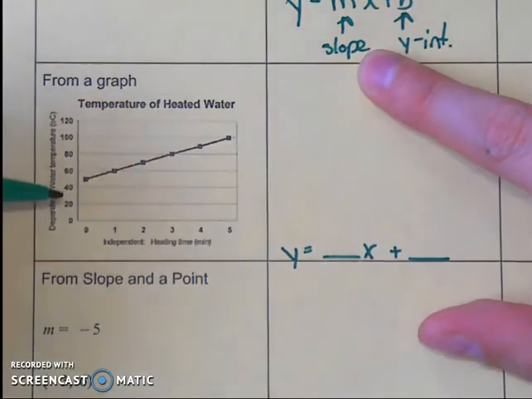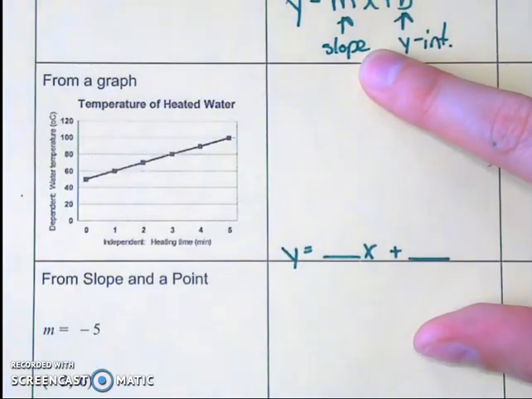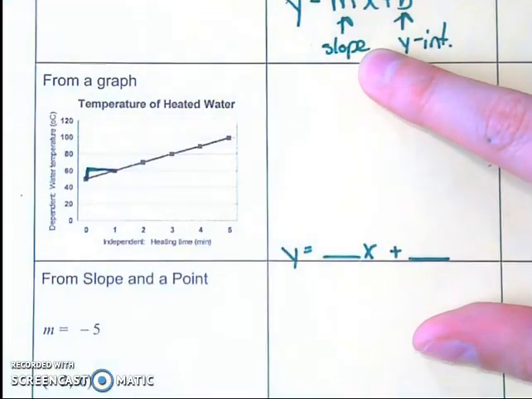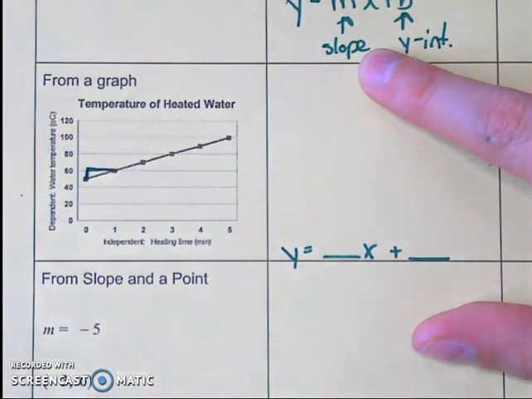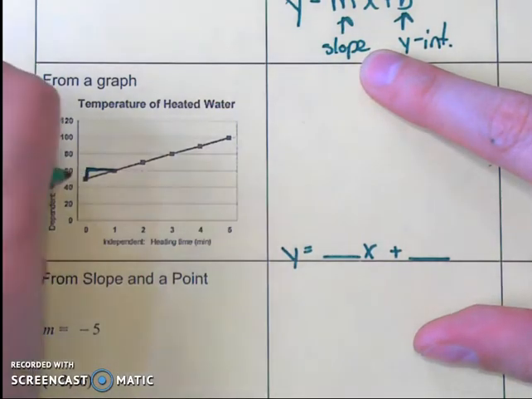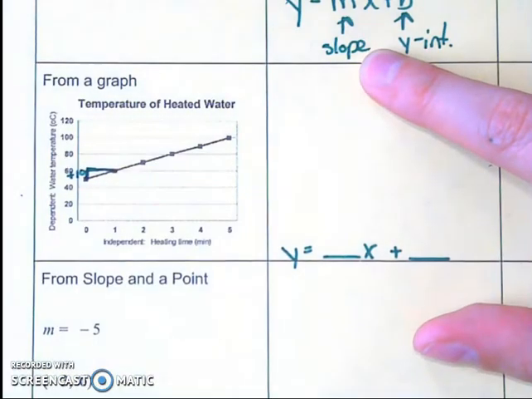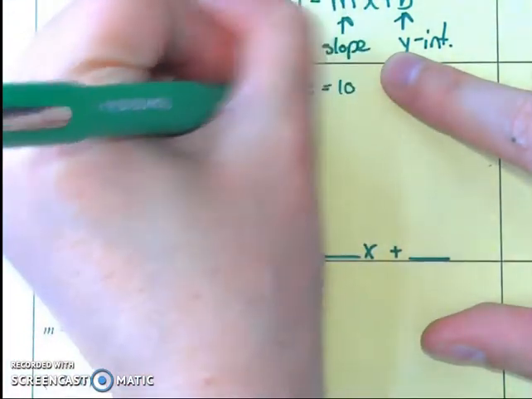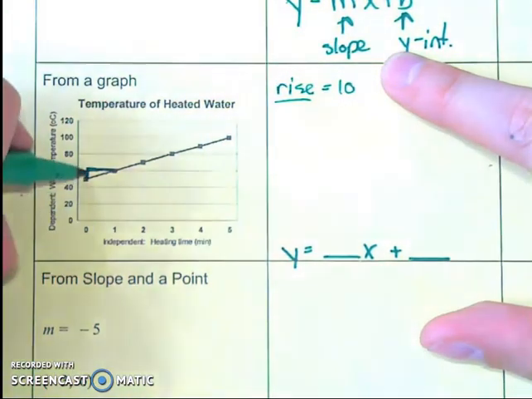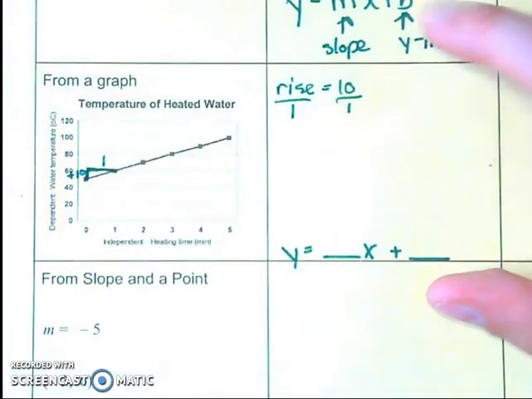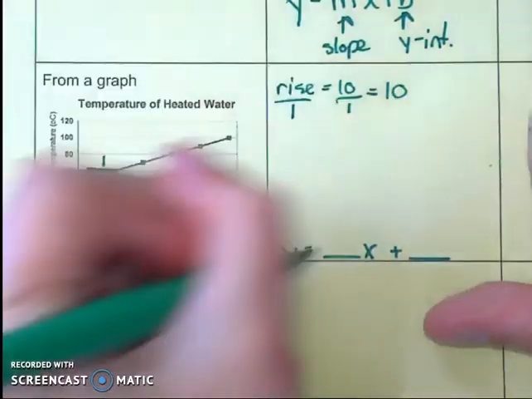So when we want to find slope from a graph, we talked about this yesterday, we can draw a little slope triangle. So I'm going to draw a teeny little slope triangle. It's a little bit hard to see, okay? But we can still talk about what those sides are. It looks like this went from 50 to 60, and that's a rise of 10. Our run goes from 0 to 1, so that's a run of 1. So our slope should be 10 over 1, or 10.